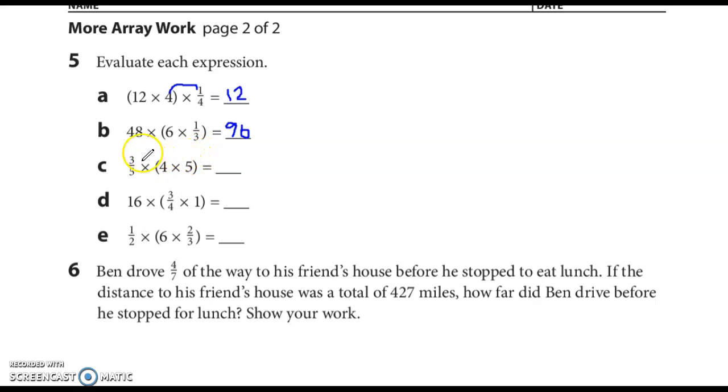Down here, you've got 3/5 times 4/5 times 5. Well, if I do 3/5 times 5, that is 15/5, and 15 over 5 is the same as 3 if you divide 15 by 5. And then 3 times 4 is 12, so this answer is 12.